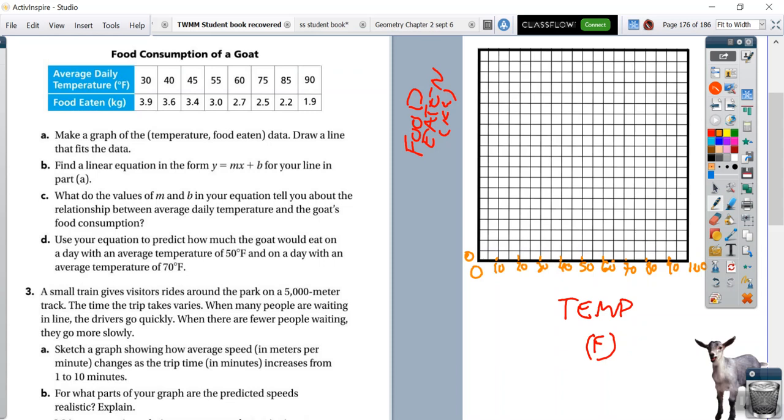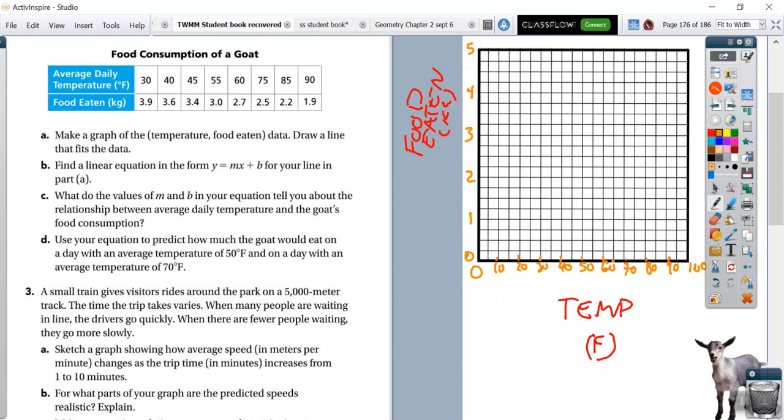Now this one's going to be a little trickier because obviously the least a goat can eat is 0 kilograms. It goes up to 4 or 5 kilograms. So you know what? I'm going to count by 4. So 1, 2, 3, 4. So that's 1 kilogram. 1, 2, 3, 4. 2 kilograms. 1, 2, 3, 4. 3 kilograms, 1, 2, 3, 4, 4 kilograms, and 5 kilograms up here.